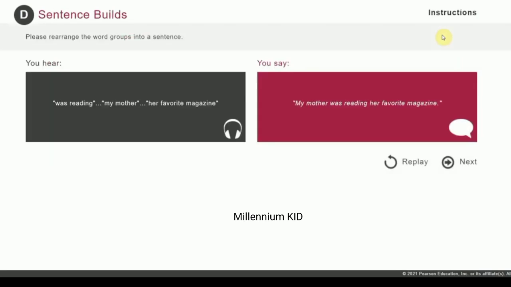Part B. Sentence builds. Now please rearrange the word groups into a sentence. For example, a voice says, was reading, my mother, her favorite magazine. And you say, My mother was reading her favorite magazine.